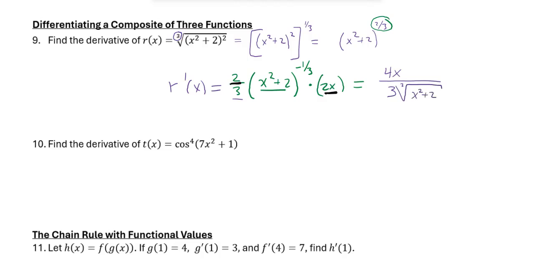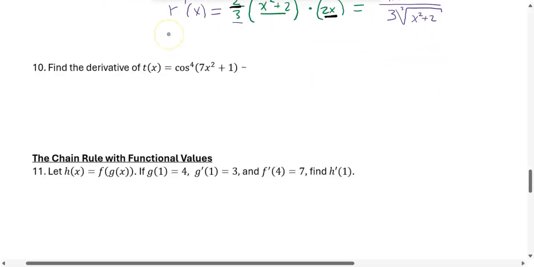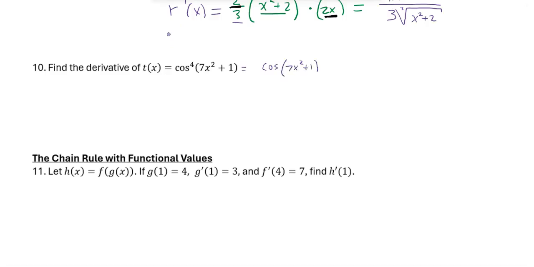On number 10 here, this is going to be a double chain rule. Remember that 4th power, the best way to read this is cosine of 7x squared plus 1 to the 4th power. Double chain rule. There's a function, 7x squared plus 1, inside a function, cosine, inside a function, 4th power.